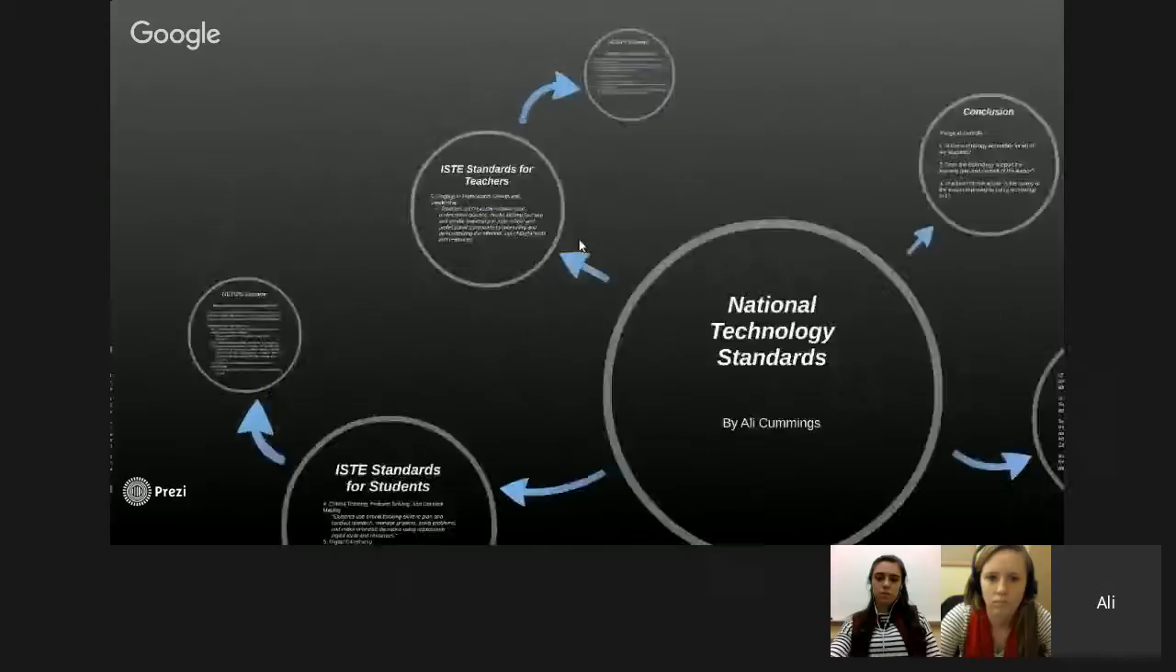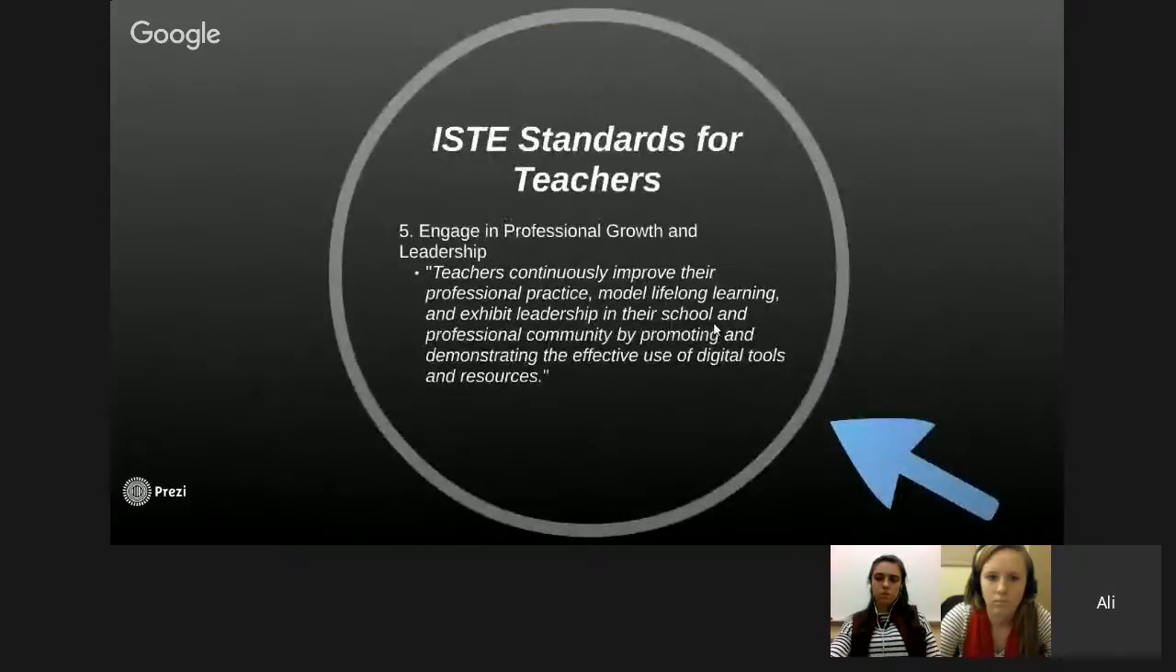So for the ISTE standards for teachers, I just did standard number 5, which is engage in professional growth and leadership. That states teachers continuously improve their professional practice, model lifelong learning, and exhibit leadership in the school and professional community by promoting and demonstrating the effective use of digital tools and resources. Basically, just staying up to date with technology resources in order to better help your students, fellow teachers, and just being a leader in technology integration at your school.